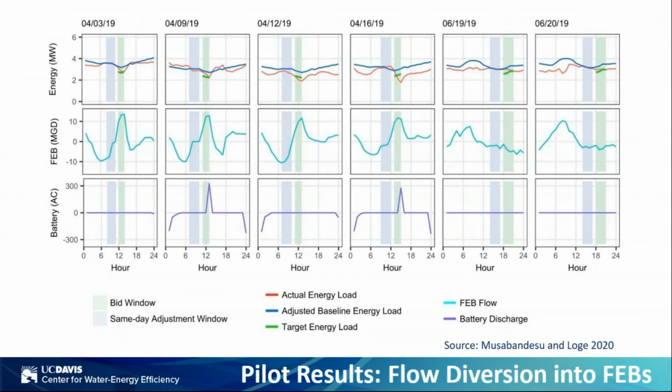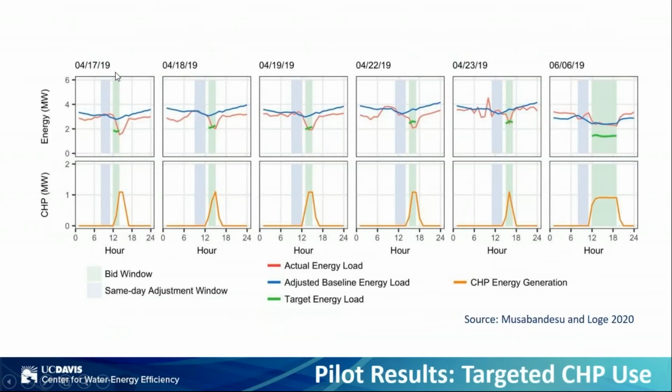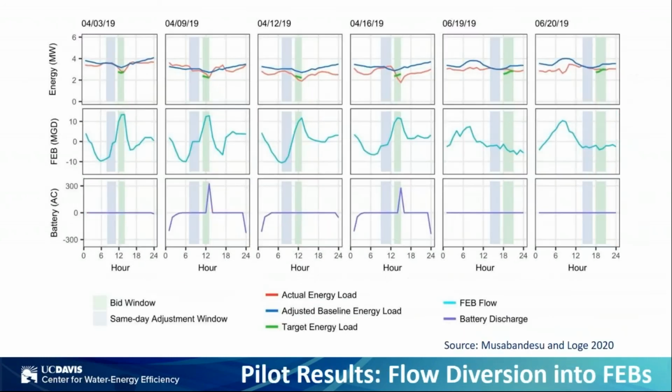These are the results for the flow diversion test events. So you can see here, this is flow into the pond, into the basin. So they were able to target that time frame fairly well. But again, there's ramping issues. And the energy reduction is not as high as the energy reduction for the CHP. So it's more difficult to see its impacts on the energy load based on the natural oscillations of energy throughout the day for the wastewater treatment facility.